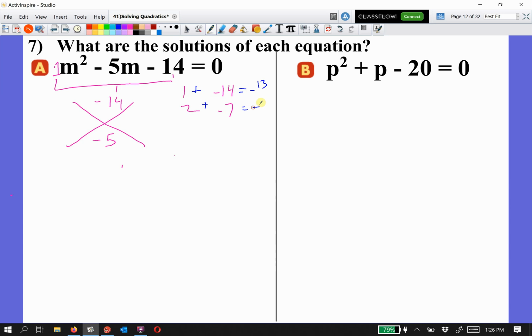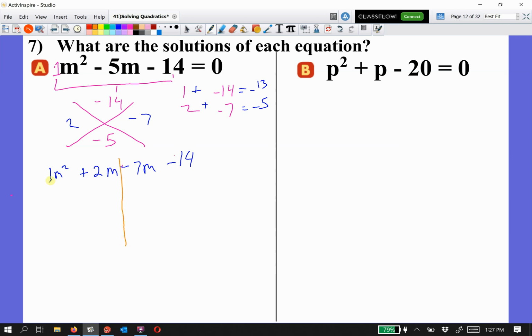Negative 13, and we have negative 5. Excellent, great. At which point, if we write our stuff out, we have 1 m squared, and I've got to put my numbers here, we've got 2 and negative 7. We've got positive 2m, we have minus 7m, and we've got a minus 14. Alright. Now, just like we did before, we're going to split these up.